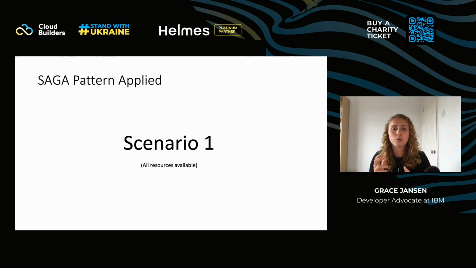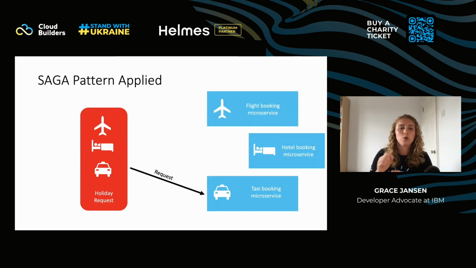So now that we've had a look at what the Saga pattern is, let's take a look at how that can affect the various scenarios that I showed. So scenario one, in our ideal world, we have all our resources available again. This time, we're going to send our requests directly to the microservices. In this case, we're going to send our request to the taxi service first.